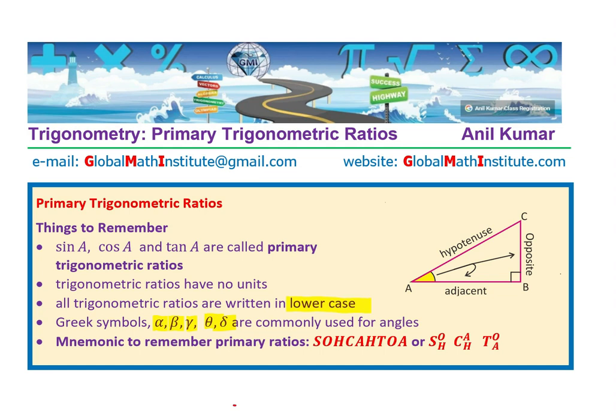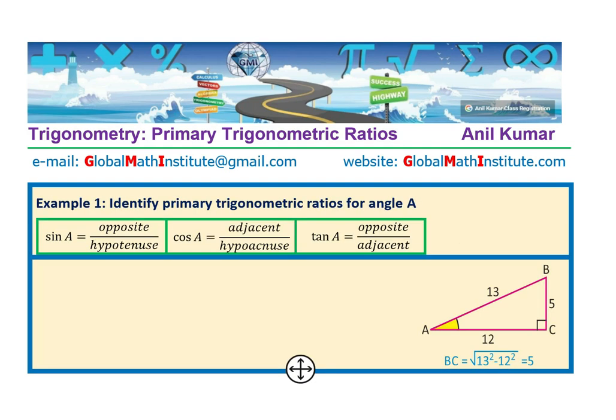Okay, great. Another way to remember is SOHCAHTOA. My way is to write in the form of ratios directly. Sine is opposite over hypotenuse, cosine is adjacent over hypotenuse, tan is opposite over adjacent. So with that, I think you have understood quite a bit.